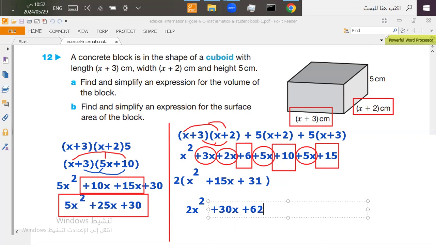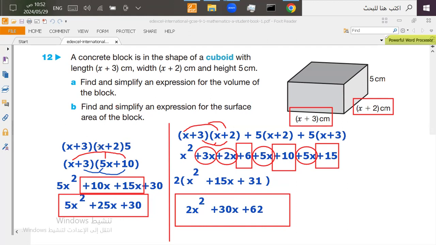Now, this is the expression of what? This is the expression of the surface area of the block. So focus on the steps. Sometimes we have mistakes. So we have to go back and check with our answer. Even this one, I can do these and then at the end multiply them by 5. It will give me the same answer.